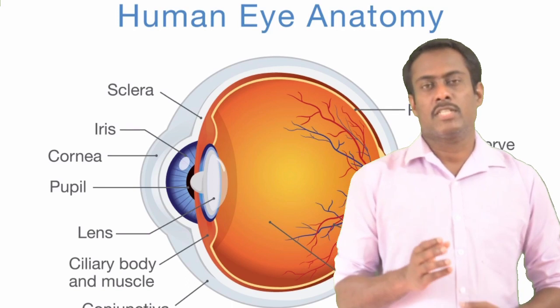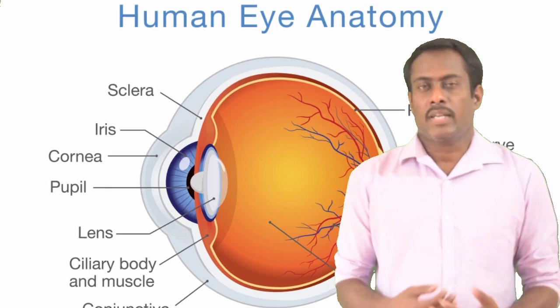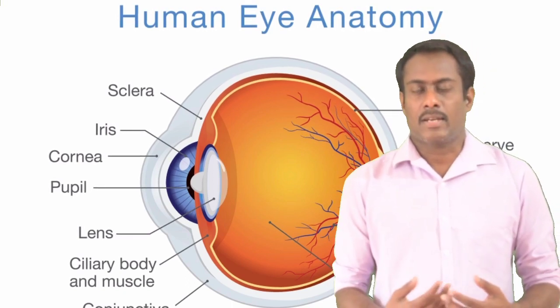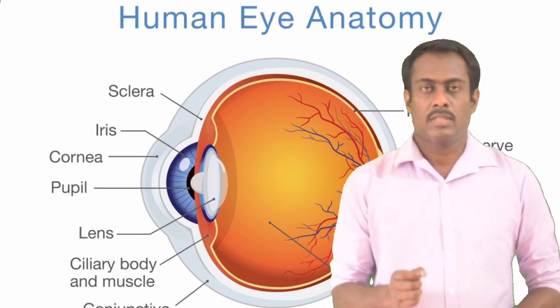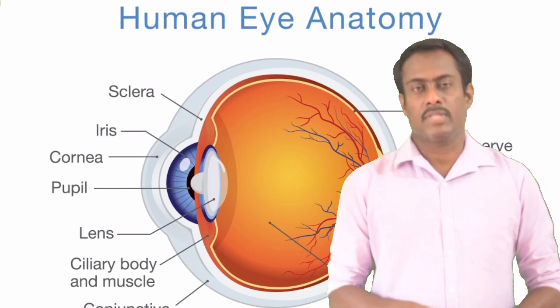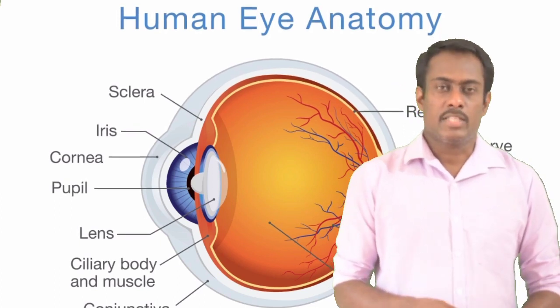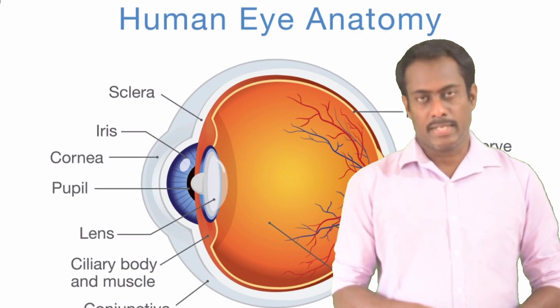The maximum distance at which one can see an object clearly is called the farthest distance of distinct vision, and that is infinity for a human eye.